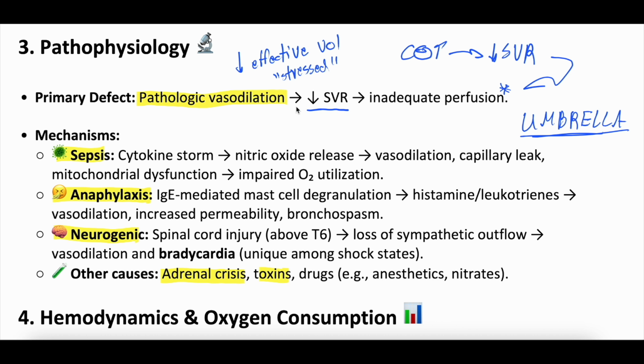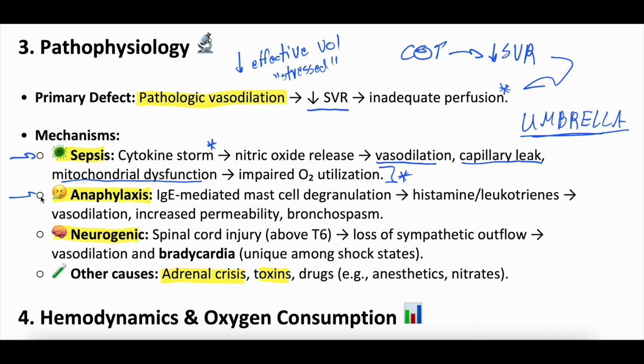We're saying that there's pathologic vasodilation that decreases systemic vascular resistance and leads to inadequate perfusion. But beyond that, the pathophys is shock state specific. So in septic shock, you get this cytokine storm. You have an infection, your immune system goes bonkers trying to attack this infection. And all those inflammatory mediators that are released, including nitric oxide, lead to vasodilation, capillary leak, mitochondrial dysfunction, and that can all impair oxygen delivery and oxygen utilization.